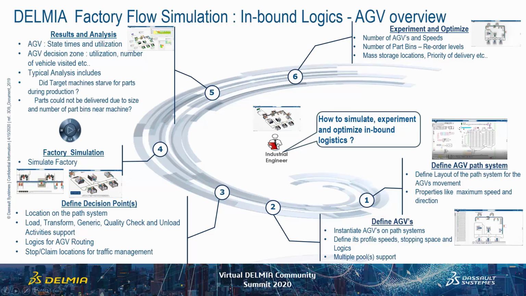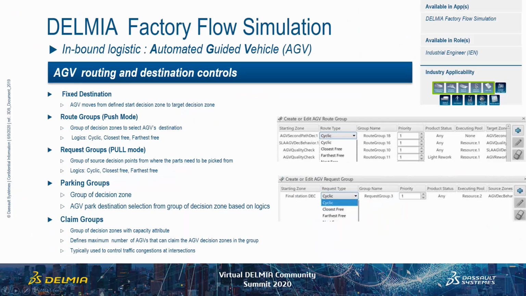To support all this scenario, of course, a lot of enhancements have been introduced, and here are a couple of ones related to AGV routing and destination controls, like fixed destinations, route groups with push mode, request groups for pull mode, parking groups, carrying groups. I'll let you go into more detail on this if you're interested.